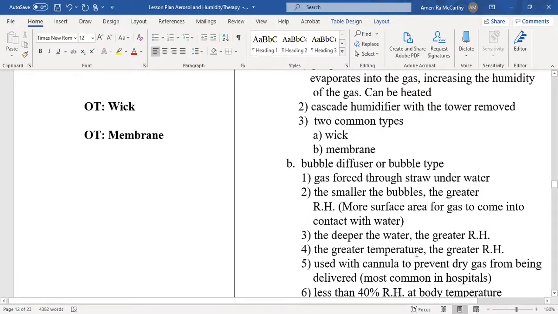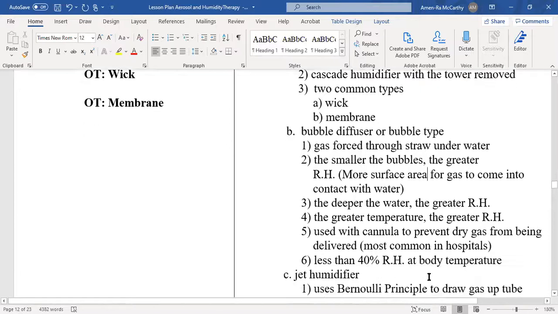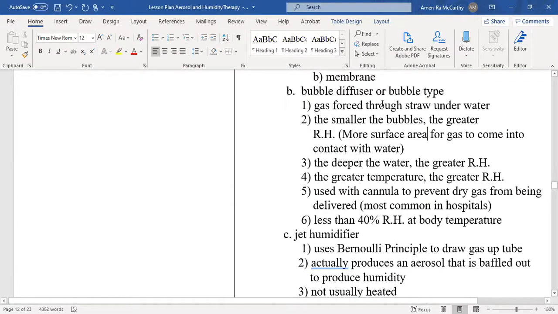The greater the temperature, the greater the relative humidity, right? The greater the temperature, the greater the relative humidity in these, what they can provide. It's used with the nasal cannula to prevent dry gas from being delivered. Most common in hospitals, that's what you see the most, is this bubble diffuser, because most of your patients are going to be on a nasal cannula, right? At 2-3 liters, 4 liters, something like that, and they usually have a hook to a bubble type humidifier, because medical gas is very what? Very dry, okay? Even though the nose does that, if you're pumping dry gas on it all day, it's going to play out. It's not going to be able to keep up with the demand. So we put a little water on it.